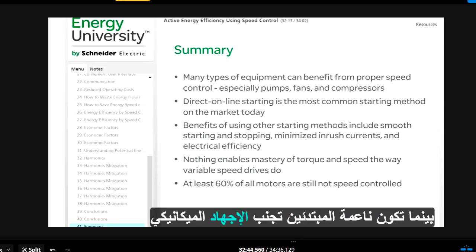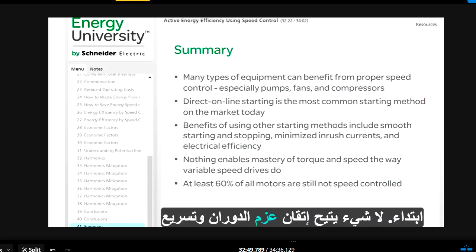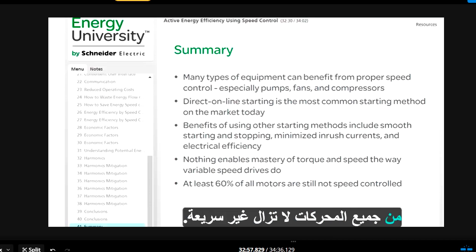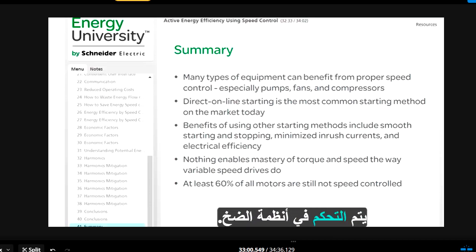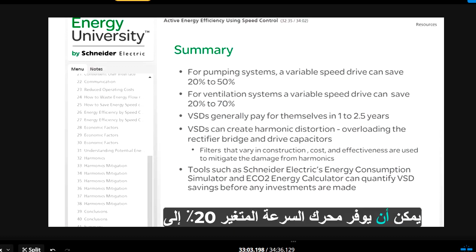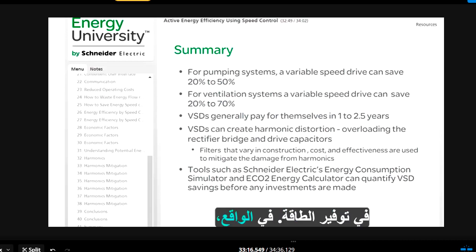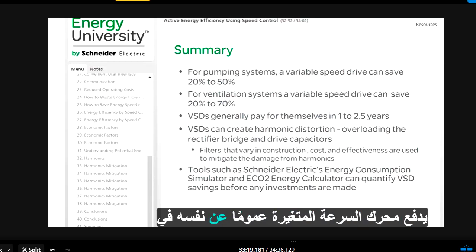While soft starters avoid the mechanical stress associated with direct online starting, nothing enables mastery of torque and speed the way variable speed drives do. Despite all the advantages of variable speed drives, at least 60% of all motors are still not speed controlled. For pumping systems, a variable speed drive can save 20 to 50% depending on the operating cycle and average flow. Applying variable speed drives to ventilation systems creates 20 to 70% in energy savings. In fact, a variable speed drive generally pays for itself in 1 to 2.5 years.